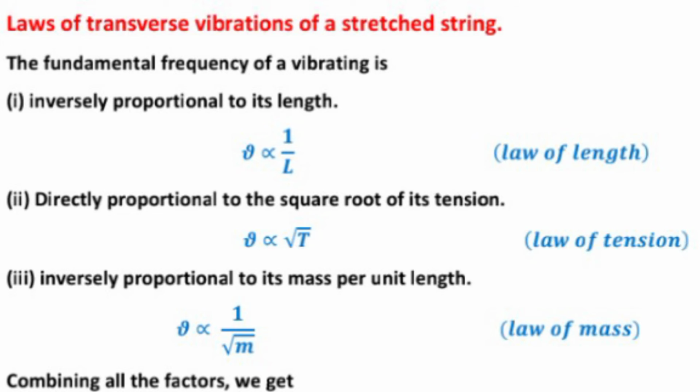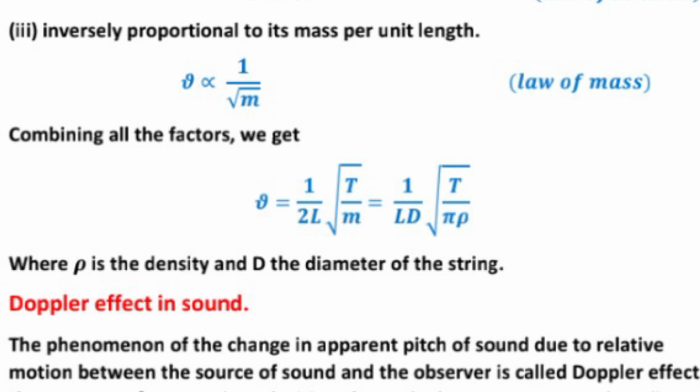V is directly proportional to under root T. If tension is increasing, V is increasing. V is directly proportional to under root 1 upon M. If M is increasing, then V will be decreasing.